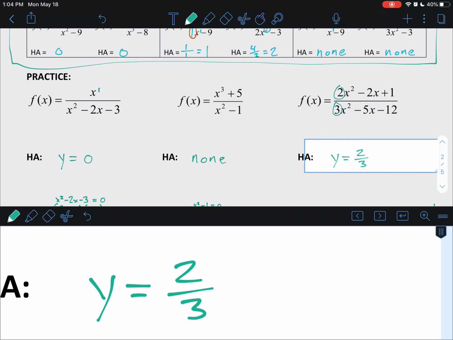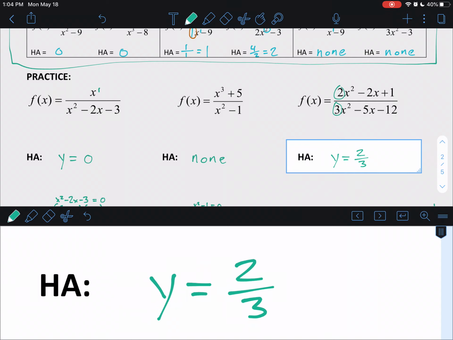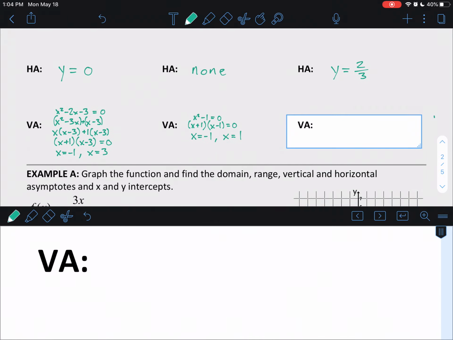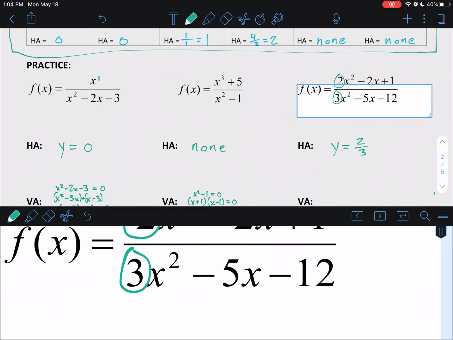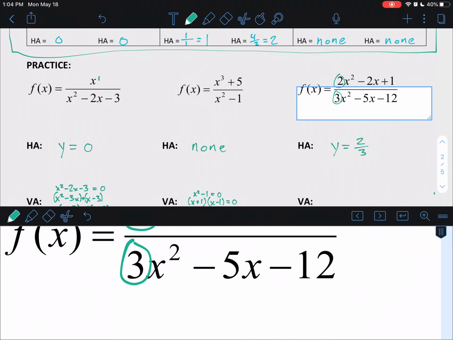You are never going to have more than one horizontal asymptote. Vertical asymptotes, you can have as many of those as they want to give you. But horizontal asymptotes, the maximum amount you'll have is just one. All right, and then the vertical asymptote, so we've got to find the zeros of 3x squared minus 5x minus 12.